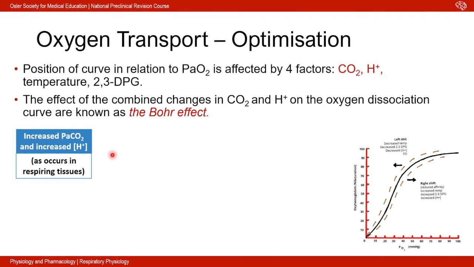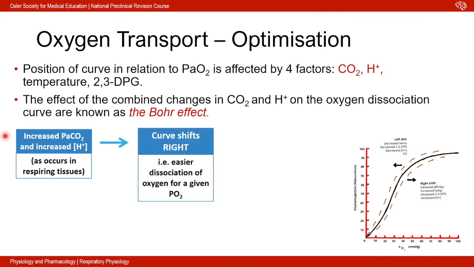So in respiring tissues, we've got an increased carbon dioxide level, and we've also got an increased hydrogen ion level, and that's just because of respiration. And so this causes the rightward shift in this curve. And that basically means there'll be an easier dissociation of oxygen for a given PO2.